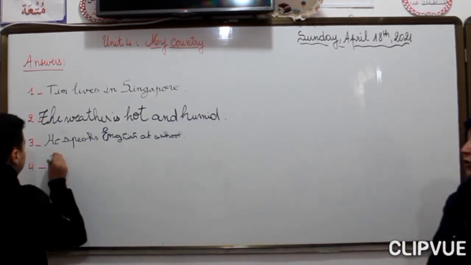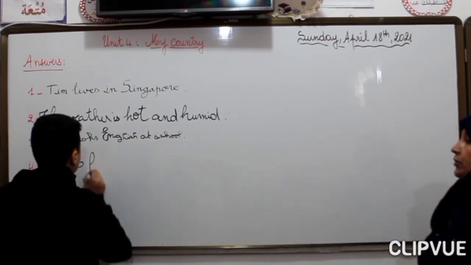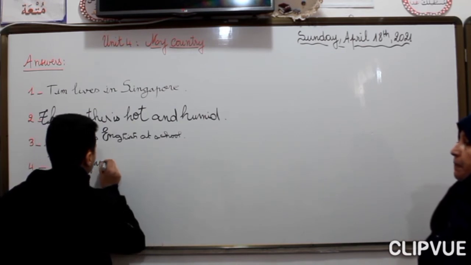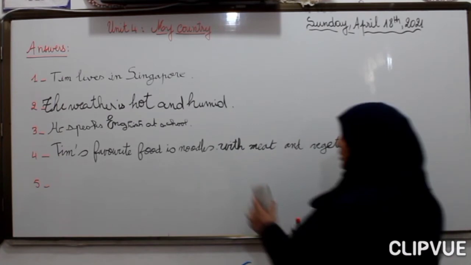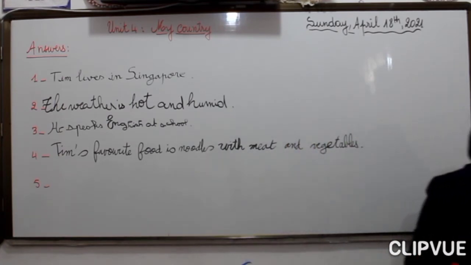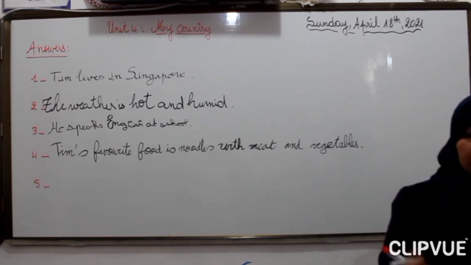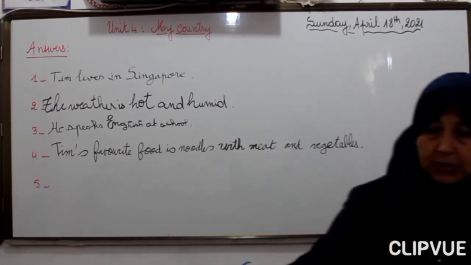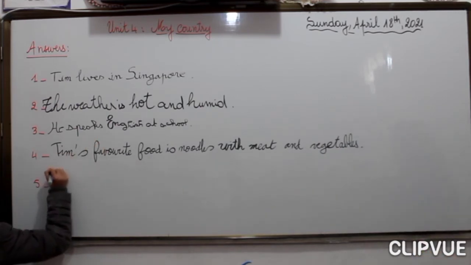Okay, Zakaria, the 4th one. What's Tim's favorite food? What's Tim's favorite food? Meat and vegetables. The last question is, what are his favorite sports? Sophie Maria. What are his favorite sports?